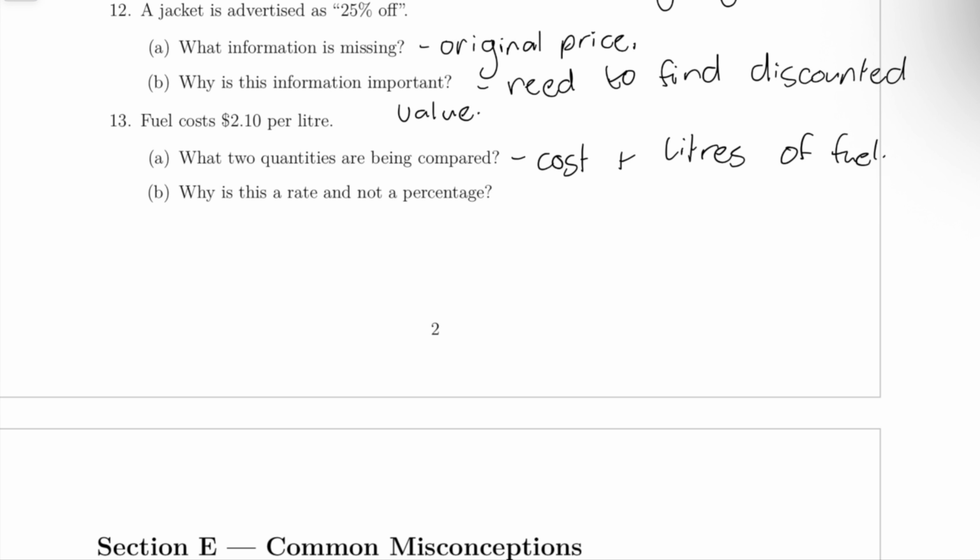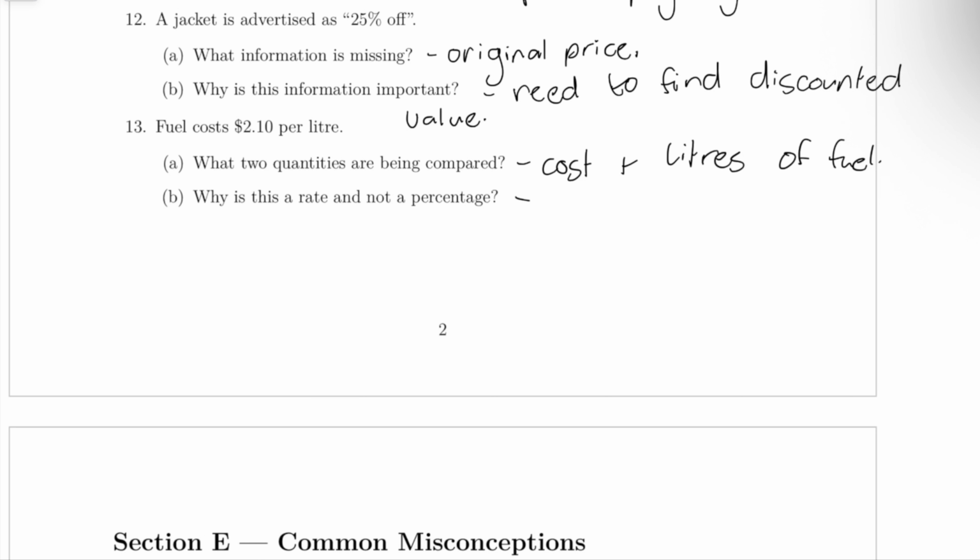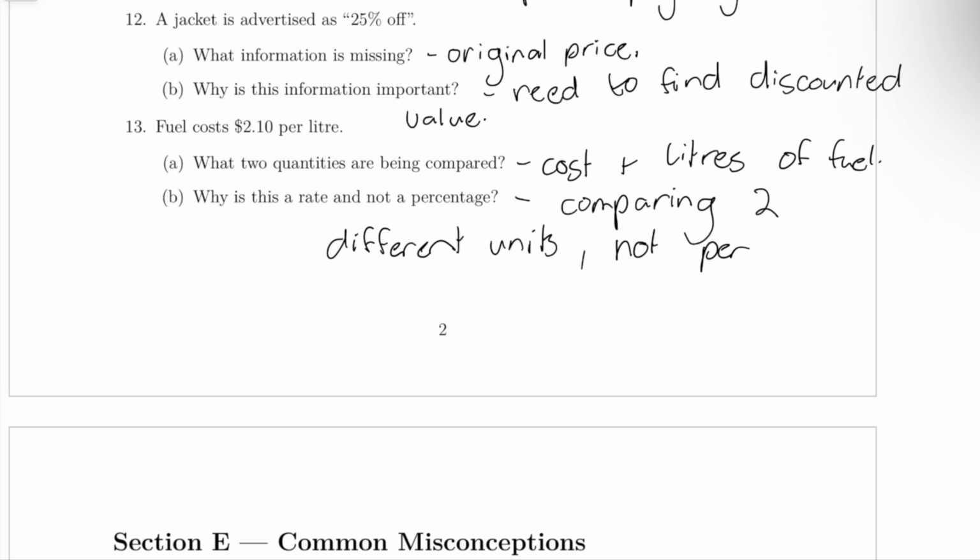B, why is this a rate and not a percentage? Because you're comparing two different units, and there's no percentage sign. Two different units, and not per 100, which is percentage.